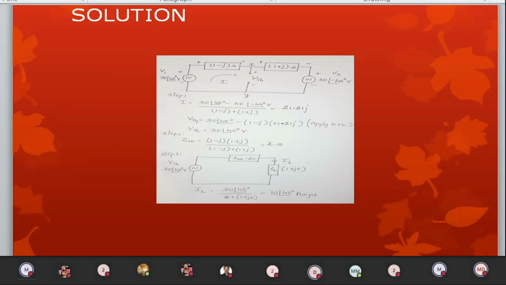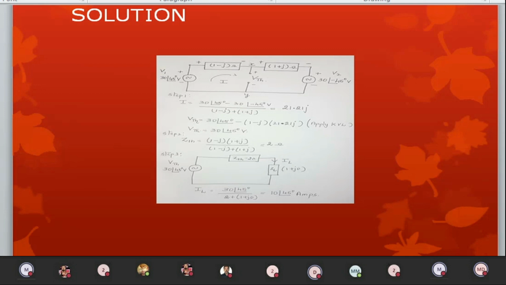I'm emphasizing Z, not R, because it is an AC network. For an AC network, frequency comes into the picture. So it is impedance, R plus jX. For DC, frequency is 0, so it is only R.